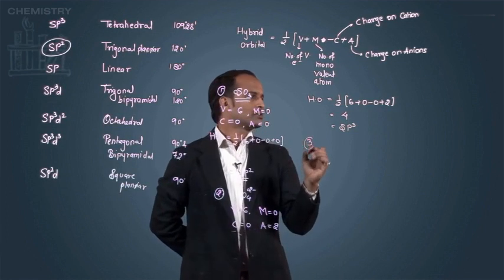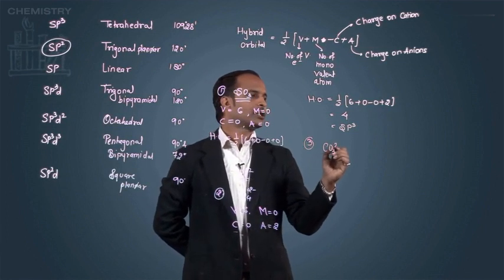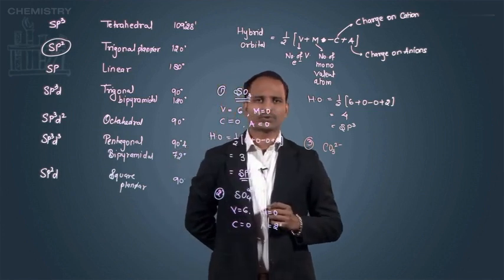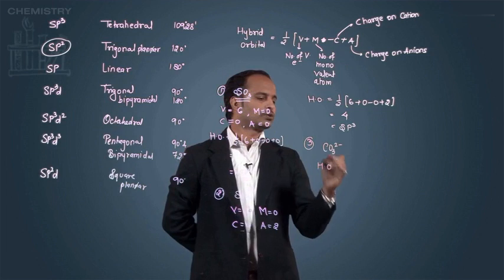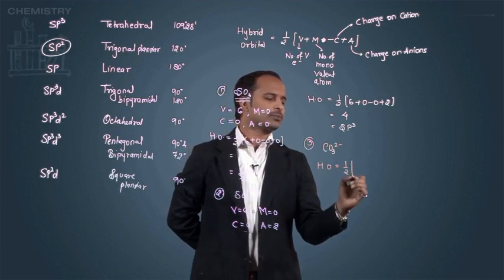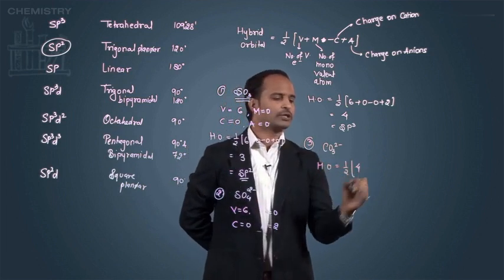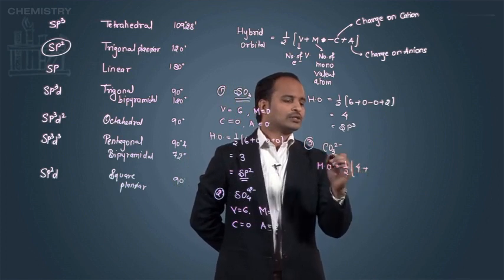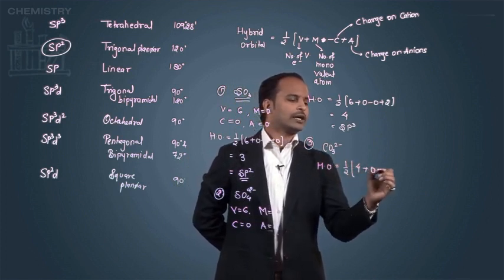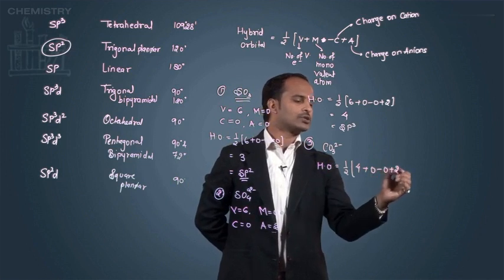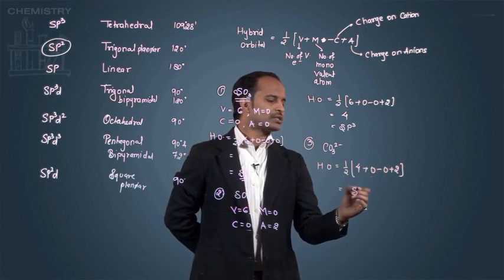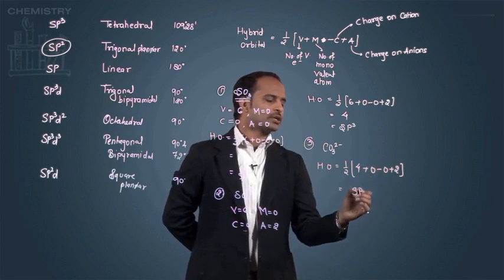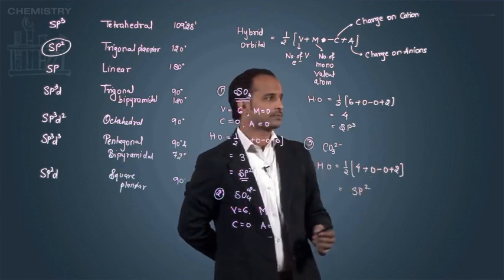Then the third example, suppose I have the carbonate ion, CO3 2 minus. Here the hybrid orbitals is equal to half of the valence electrons. Carbon, whose atomic number is 6, so 2, 4, that is 4 in the outermost shell. Oxygen is a divalent atom. It is not a cation, so C value is 0, and it is an anion, so A is 2. So half of 6, that is 3. So it undergoes sp2 hybridization.